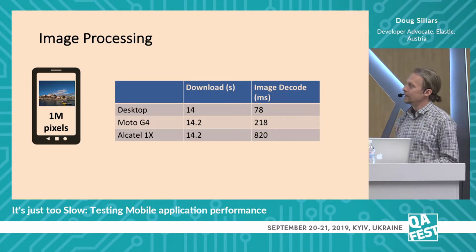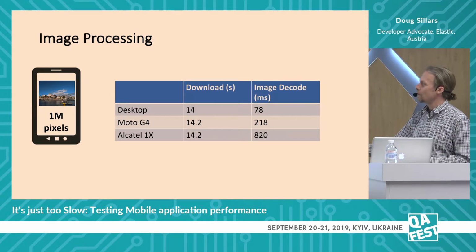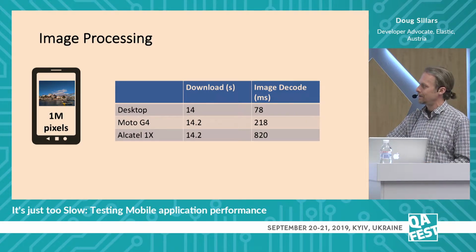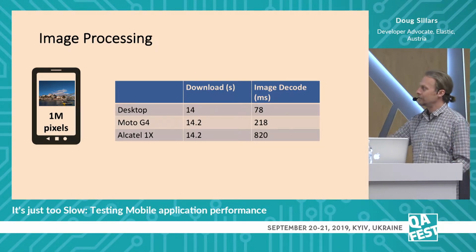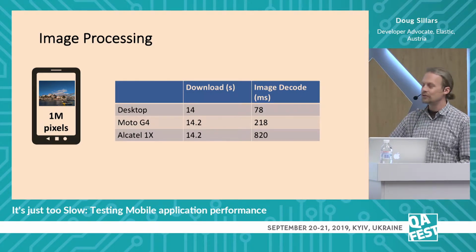All right, so in this example, I was on a 3G connection, right, with Charles Proxy. It took 14 seconds to download it on a desktop, on a Moto G4, Alcatel 1X. But look at how long it took these 3 devices to throw away those 15 million pixels. Right, 820 milliseconds.